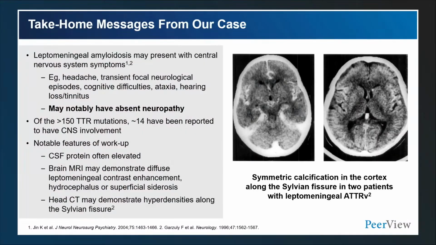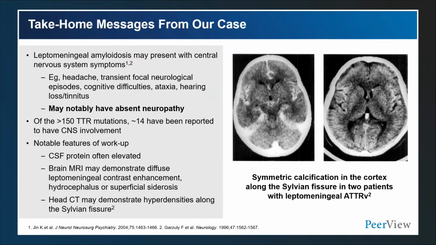Of the 150 TTR mutations, about 14 have eye and CNS involvement. We call them the oculoleptomeningeal variants. These patients can present with headache, transient focal neurologic episodes like dysarthria or an episode of confusion, often with normal EEG, cognitive difficulties, ataxia, and also hearing loss and tinnitus.